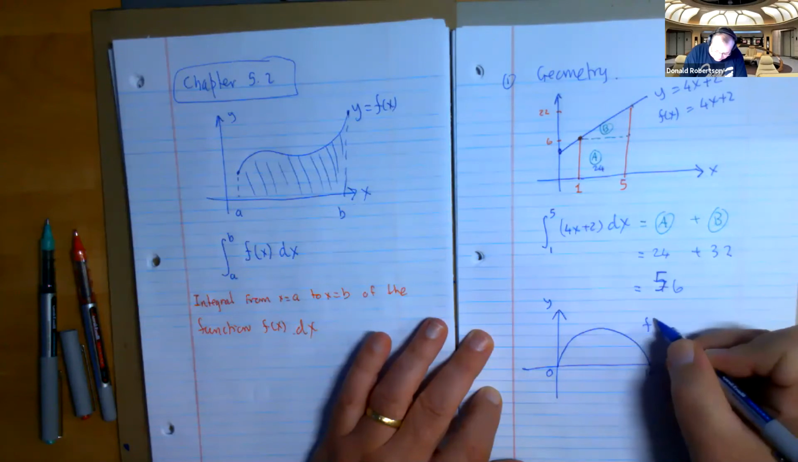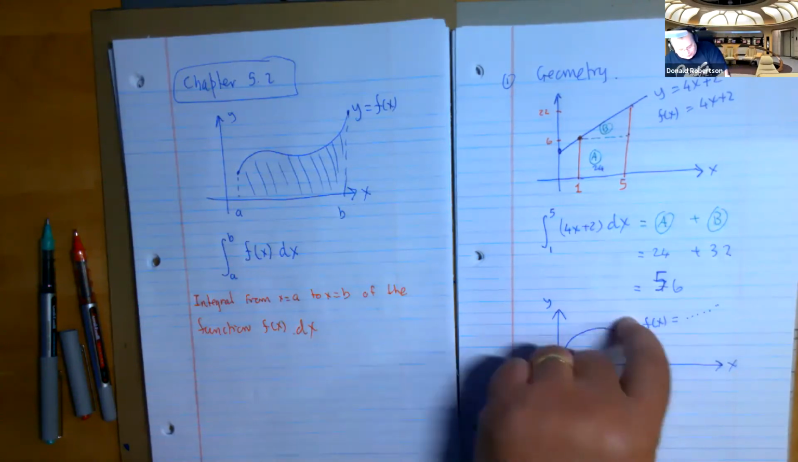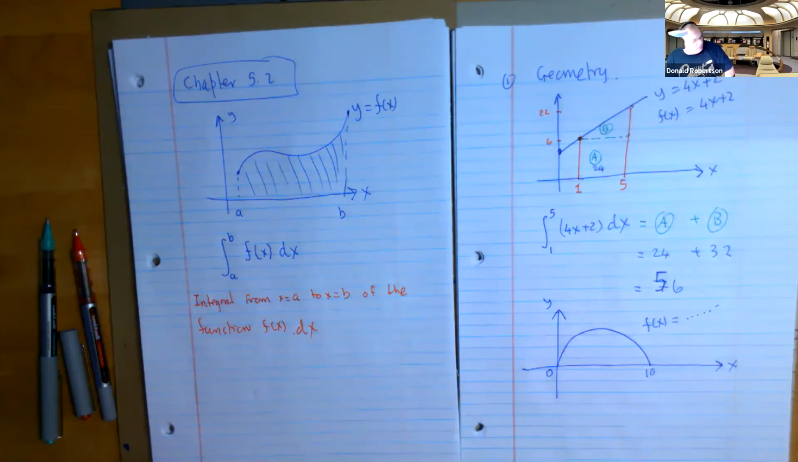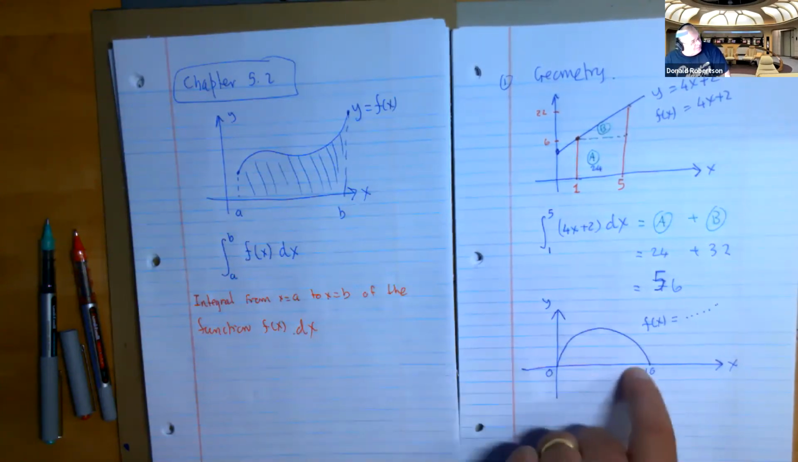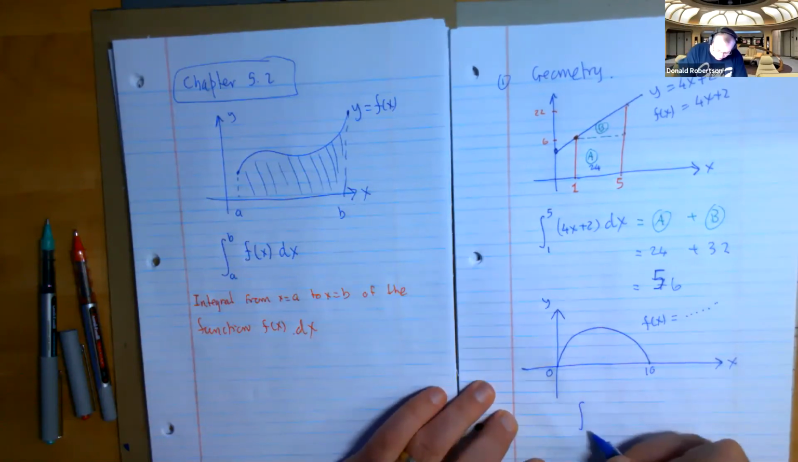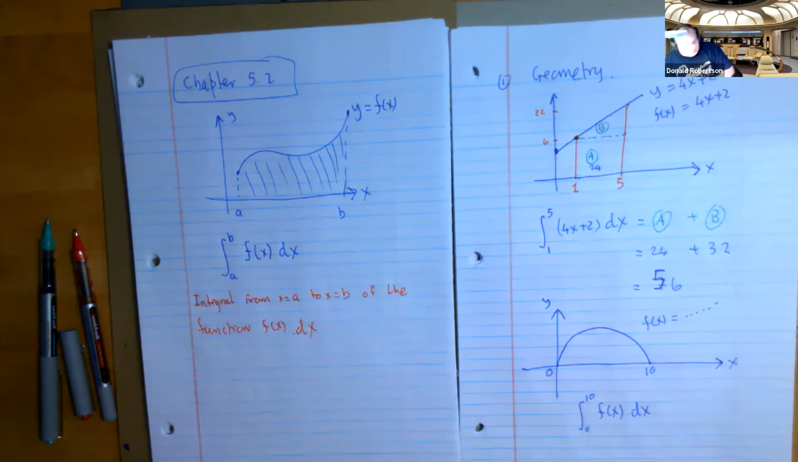It doesn't actually matter what the formula for that function is, so I'm not even going to write it down, because that's not what I'll use. Won't I be using this fella? So I'm going to find the integral from 0 to 10 of whatever that function happens to be called. It might be called something really ugly, f of x.